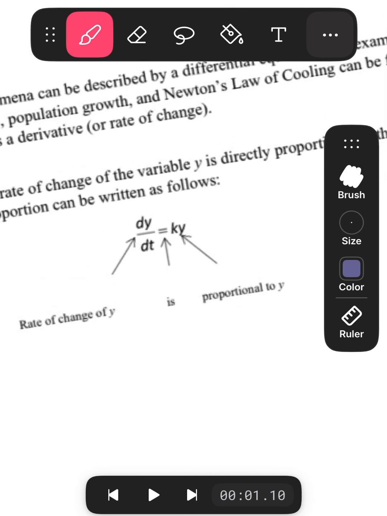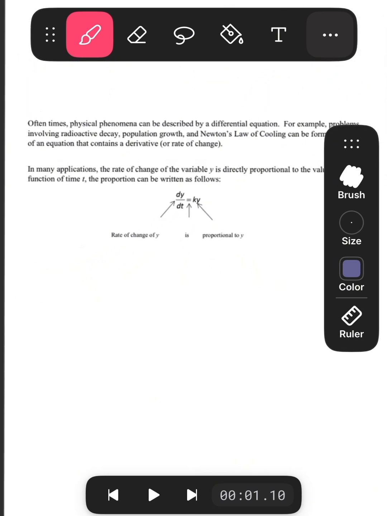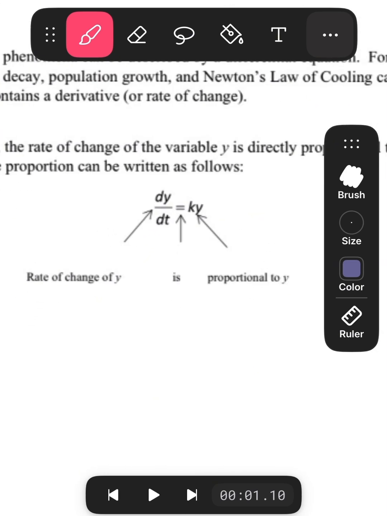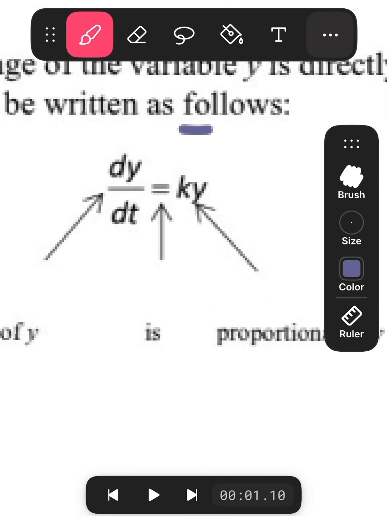Basically, you're going to be told verbally in every single problem, the rate of change of blank is proportional to blank. And that's how you're going to find out that you need to use this equation.